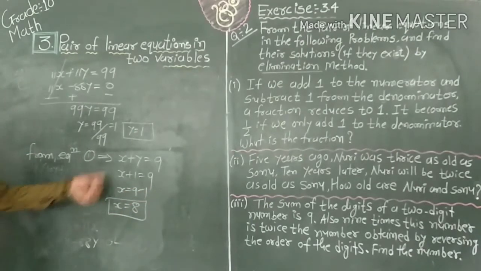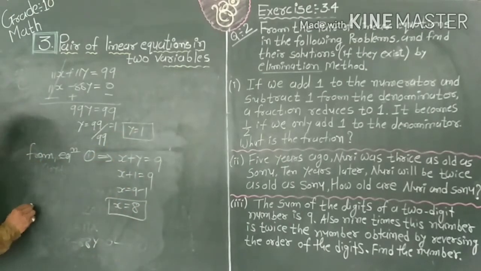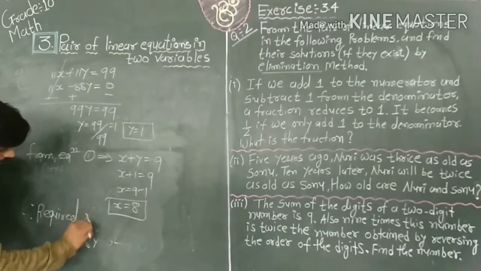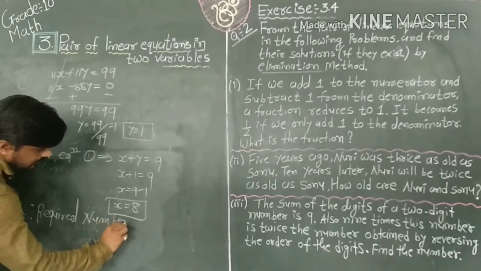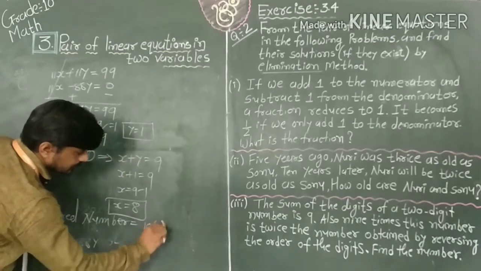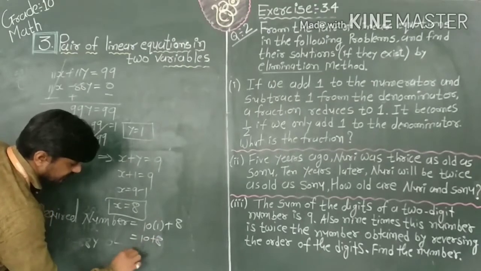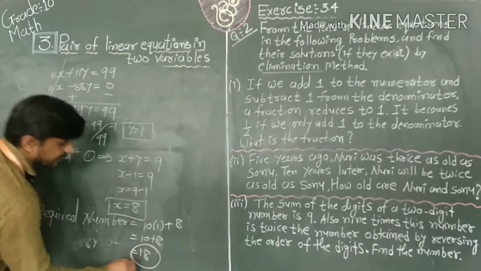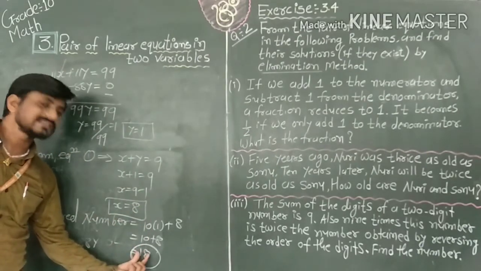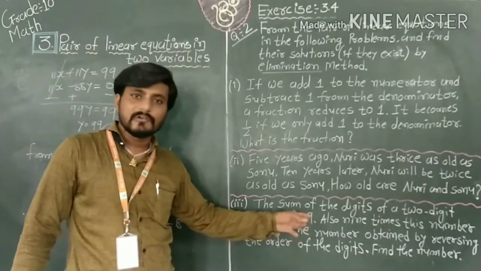Okay. Now this is the unit digit and this is the tens digit. Therefore our required number is equal to 10 into 1 plus 8. That means 10 plus 8, that means 18. This is our final answer. Our required number is 18, whose sum of digits is 9. Look here, 1 plus 8 is 9. Okay, this condition is fulfilled.